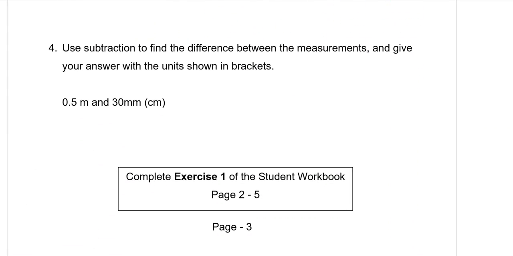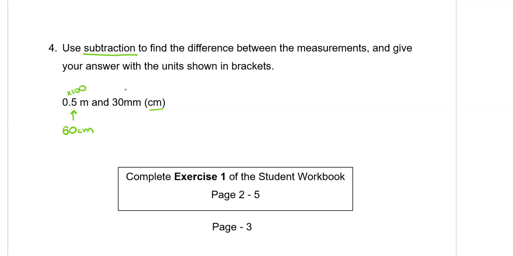Question 4. Use subtraction to find the difference between the measurements and give your answer with the units shown in the brackets. So we want to show our answer in centimeters. Neither of the measurements I've been given are in centimeters, so both of them need to be converted. 0.5 of a meter, if I want to convert that into centimeters, I need to times by 100. Okay, 0.5 times 100 is equal to 50 centimeters.